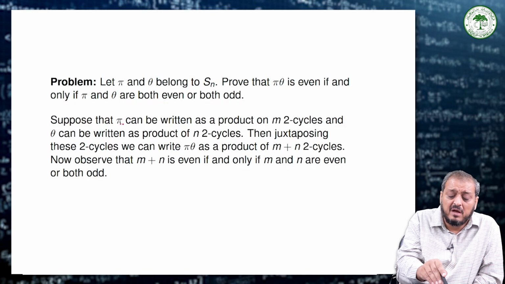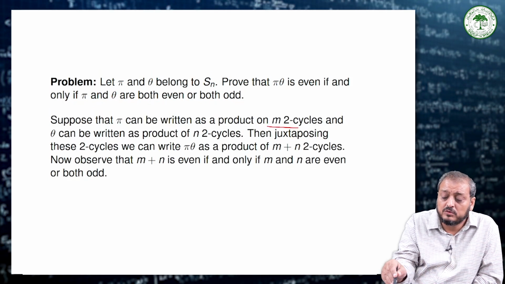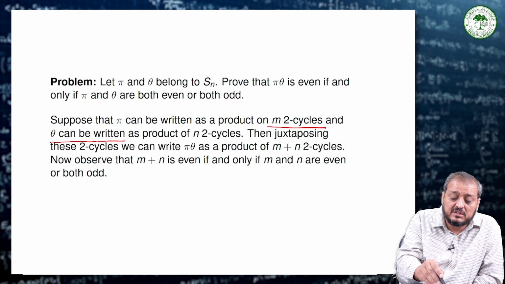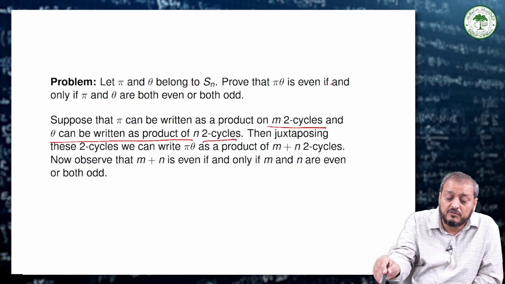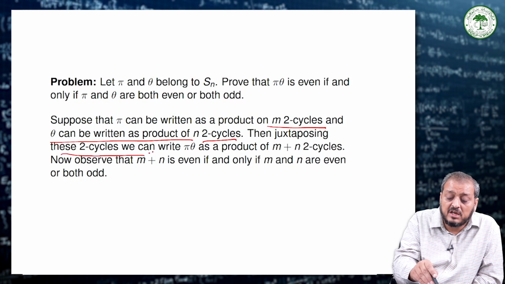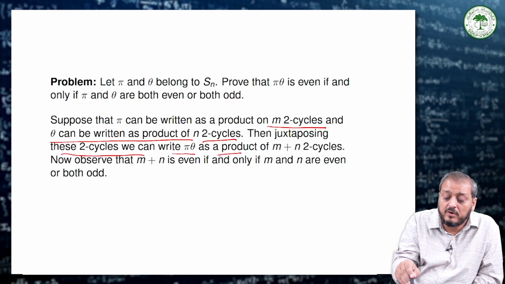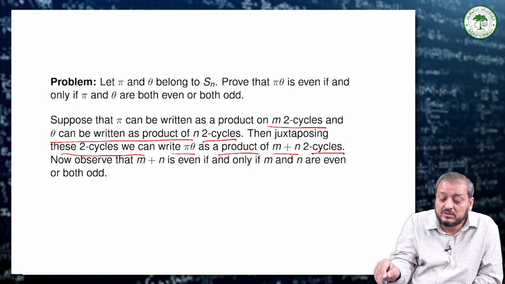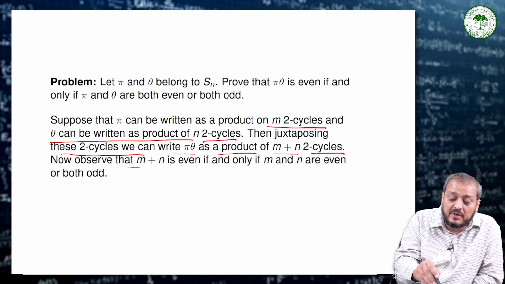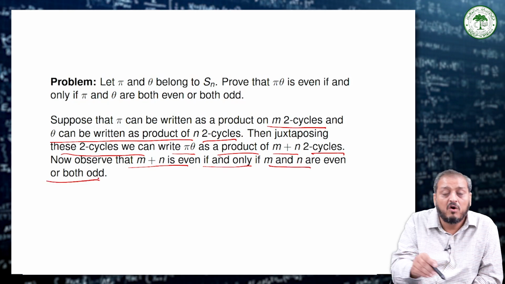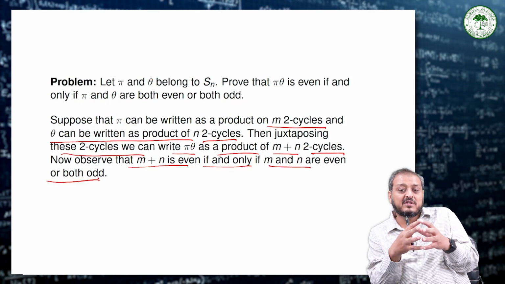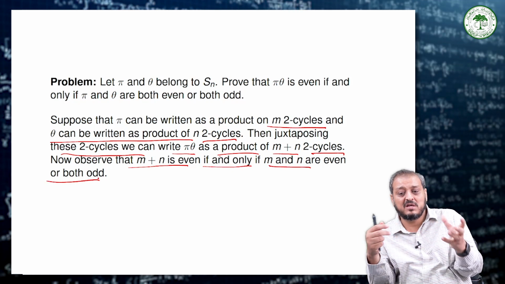Let pi be written as a product of m 2-cycles, and theta be written as a product of n 2-cycles, and by juxtaposition of these two, theta pi can be written as a product of m plus n 2-cycles. Now observe that m plus n is even if and only if m and n are both even or both odd. So we just write the product of these two as m plus n.